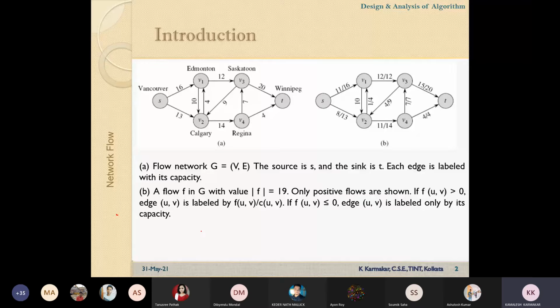In real life application, in most of the real life applications, a single source multi-sink. Anything else?